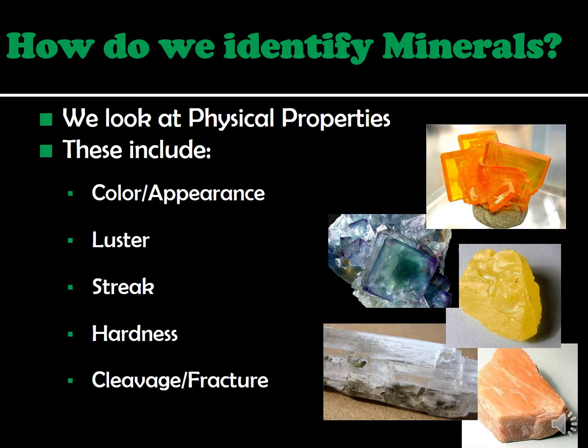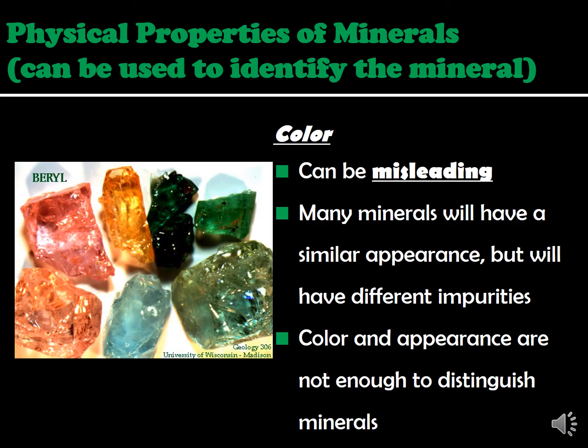So how do we actually identify these? Well, you have to identify it by the physical properties such as color and appearance, luster, streak, hardness, cleavage, and fracture. So first let's talk about color. Look at all these beautiful colored rocks. Colors can be misleading because some rocks can be the same color. Many minerals have almost the same appearance, but they have different impurities. So if you just look at a rock, it's hard to identify which mineral it is because it's not enough information.